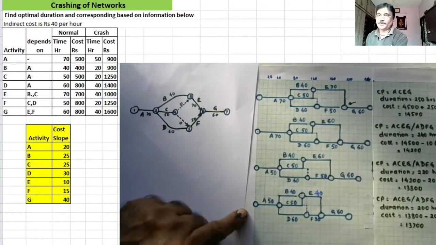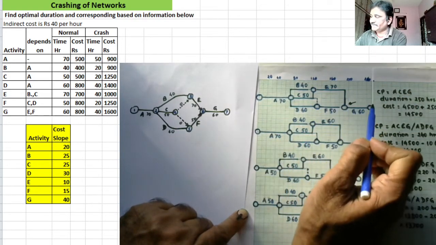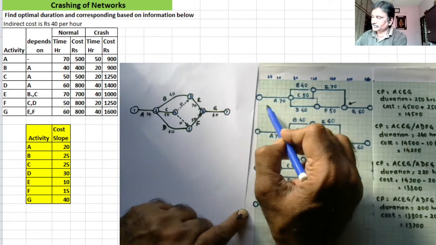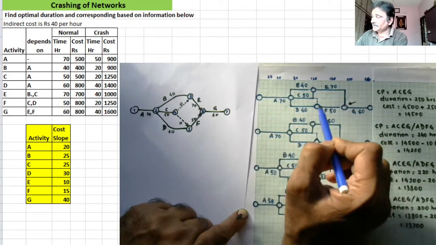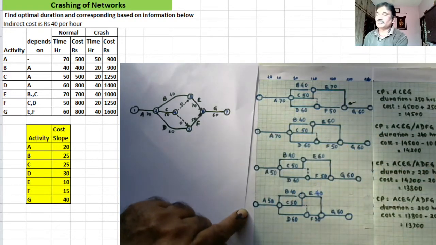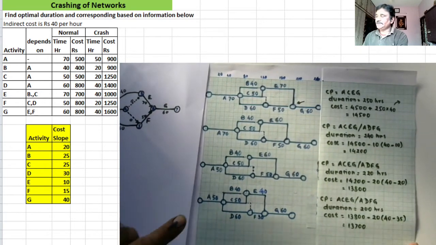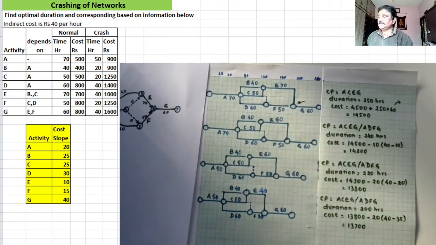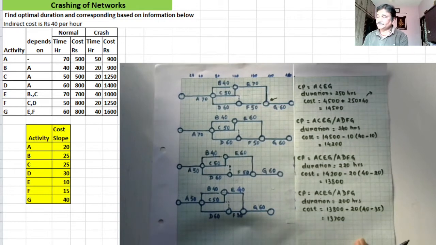So it takes 250, or you may count it this way: 70 plus 50 plus 70 plus 60. Means you count the durations marked on the critical path. A, C, E, G, that comes equal to 250 hours. So the critical path is A, C, E, G, and the duration is 250 hours, right?